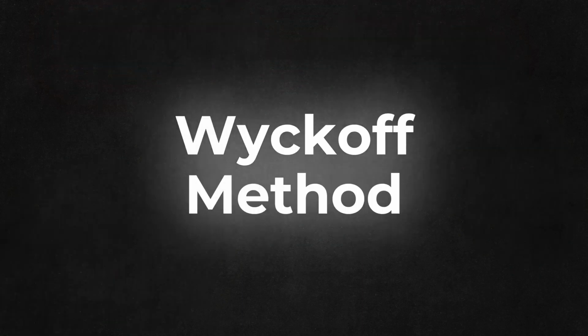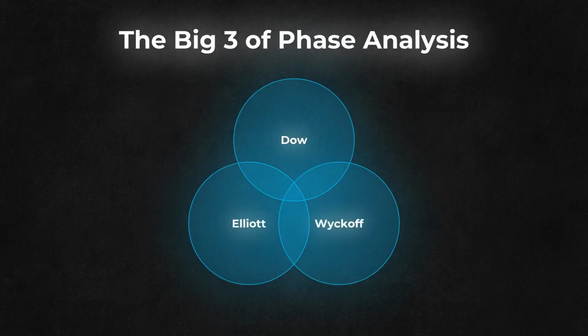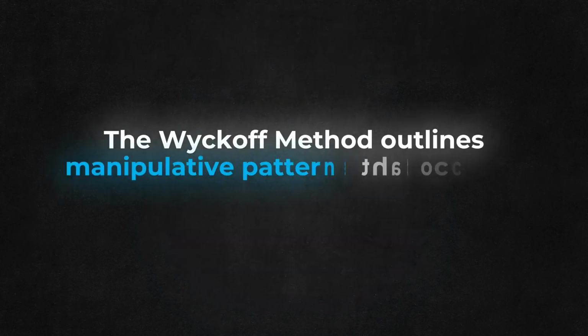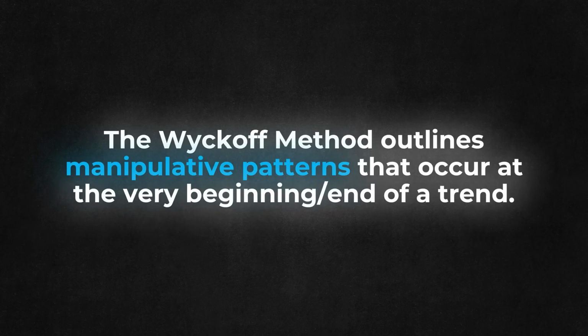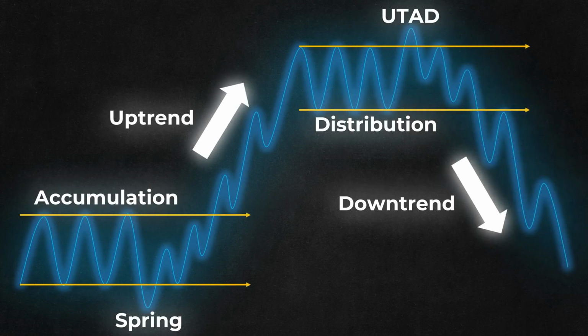The Wyckoff trading methodology, which you can learn in depth for free here in the channel, in the card or the link in the video description as well, is part of the big 3 of market phase analysis along with Dow and Elliott. Wyckoff points to manipulative patterns that happen at the very beginning or end of a trend depending on your perspective. This manipulative maneuver is created by larger traders that have enough capital power to nudge price in certain places and enough power to absorb supply or demand in certain places to steer price action in their desired direction. The movement at the end of a downtrend is called spring, and the movement at the end of an uptrend is called upthrust after distribution.